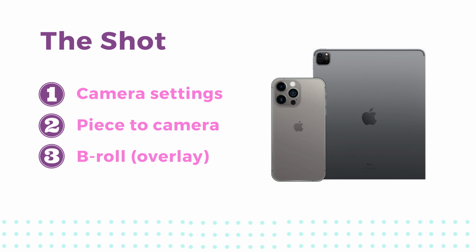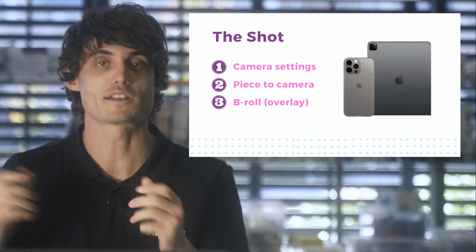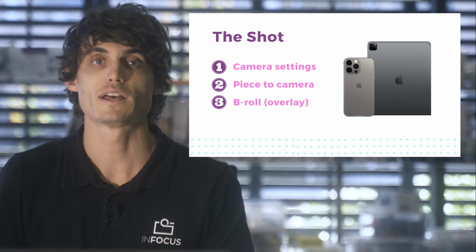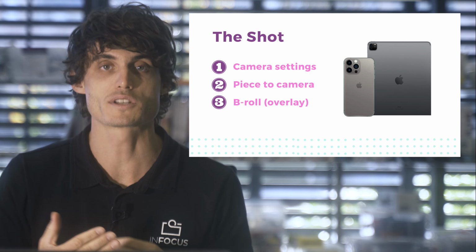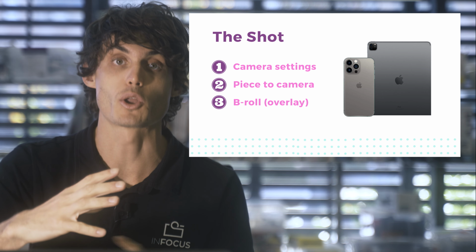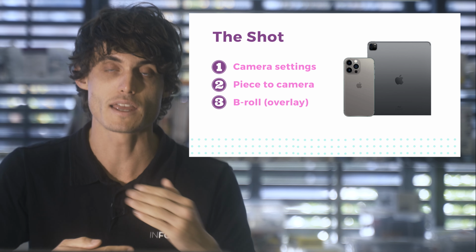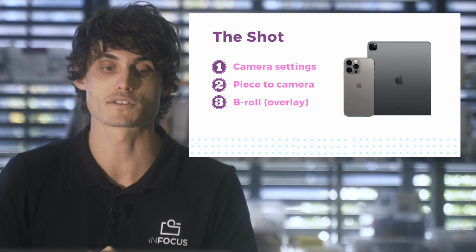But firstly, there's three things I'm going to talk about. Camera settings, how to film a piece to camera, kind of like I'm doing now. And that's the main part when you're speaking with the book. And three, if you want to take it to the next level, how we can get some sort of close-ups of the book and interlace that with the piece to camera shots. But let's start with camera settings.